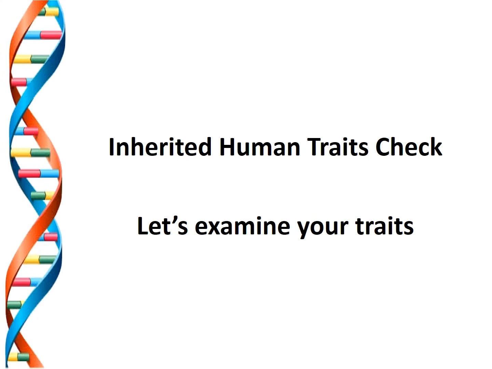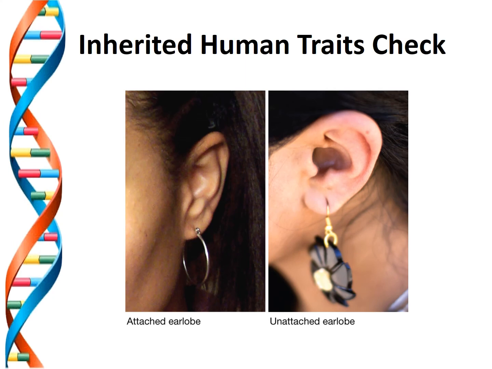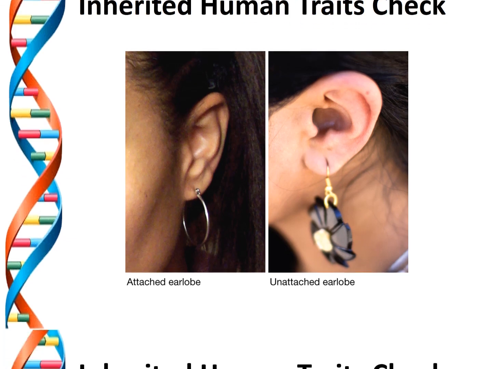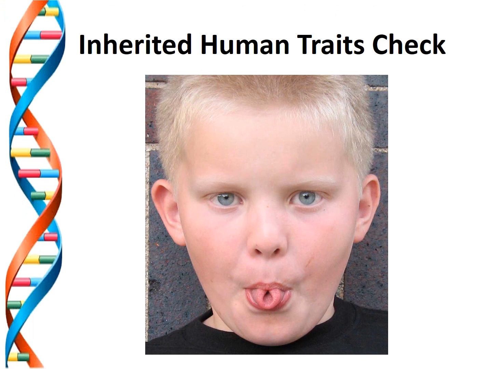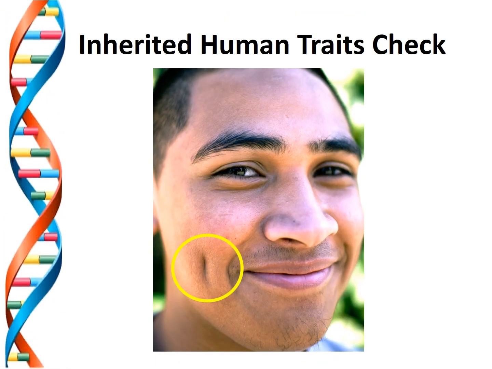Okay, so we're going to have a look at inherited human traits and do a little check to see what your traits look like and what you have inherited. The first one is the earlobes that we mentioned before, whether you have attached earlobes or unattached earlobes. The next is the inherited trait of whether you have the ability to roll your tongue or not. The next one is whether your cheeks have dimples or not.